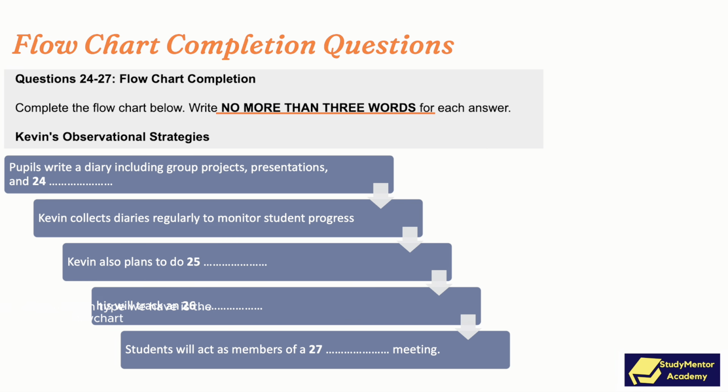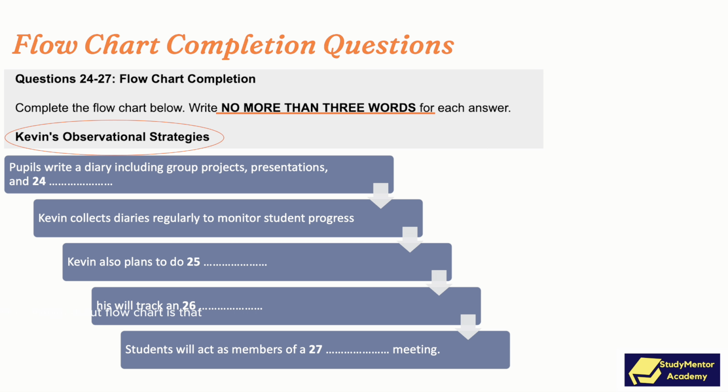So the next question type we have is the flowchart completion question. So this flowchart completion question is also under these question types we are currently treating. So it's all about being given a diagram and then you answer the question. So as usual, you would have to look at the number of words, you look at the information of the diagram, which is Kelvin observational strategies.